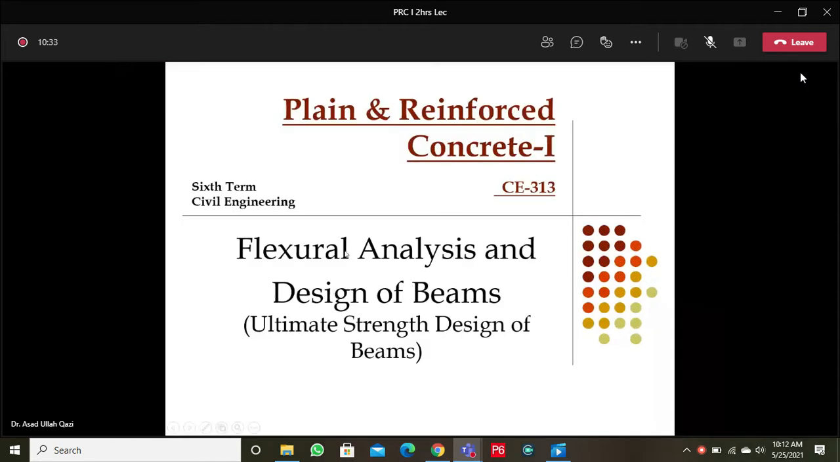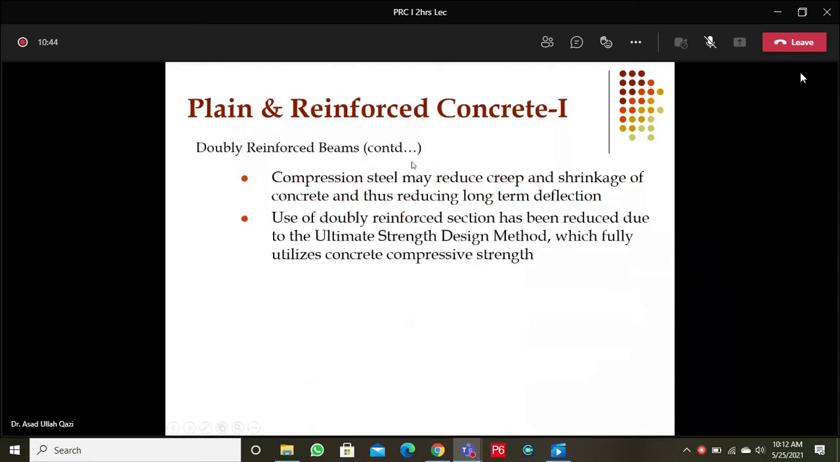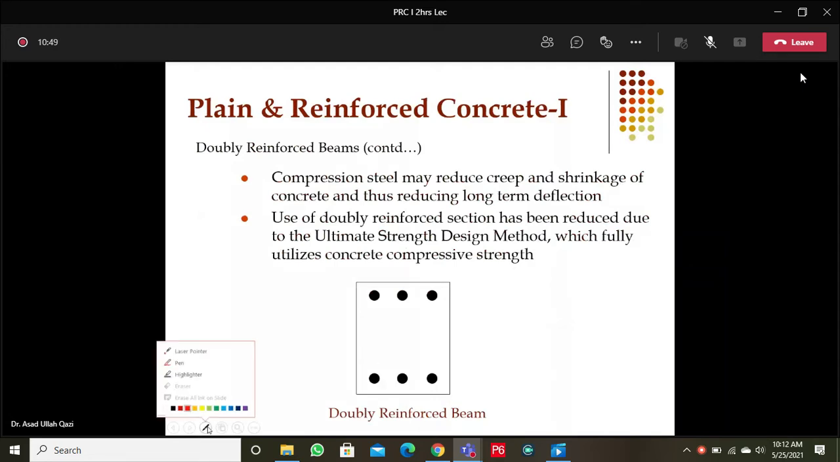So the topic of today's discussion is doubly reinforced beams. Beams which are having steel not only on the tension side, but also on the compression side. So if this is the neutral axis and we have the steel in the tension domain, we are also providing steel on the compression side. So such kinds of beams are called doubly reinforced beams.